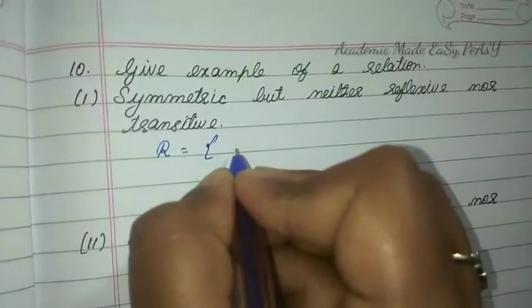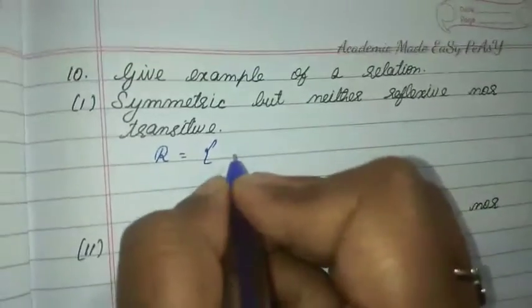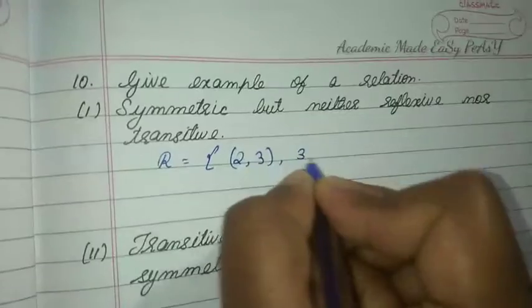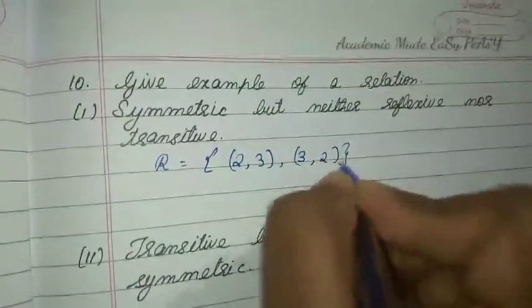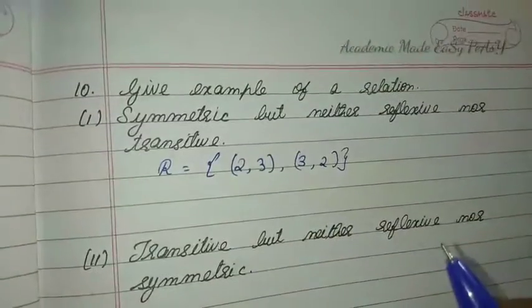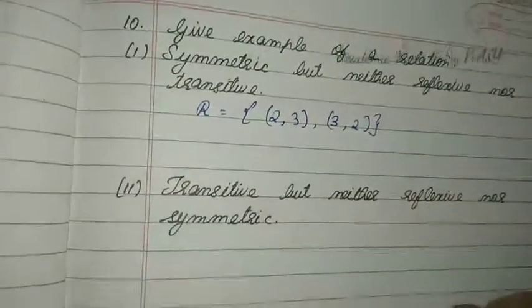So you can give any example. I'm giving (2, 3) and (3, 2). So this is symmetric, but it is not reflexive and not transitive also.